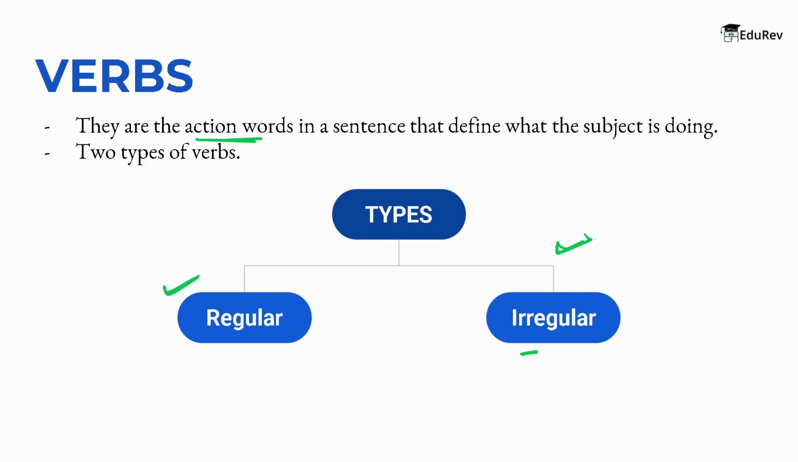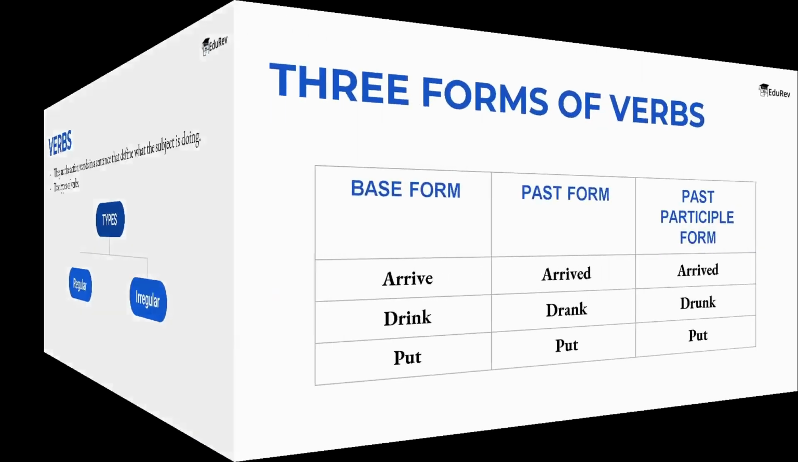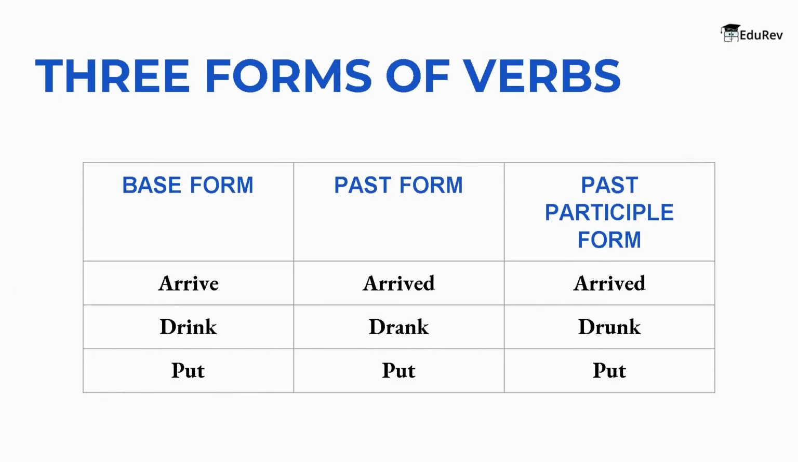or an irregular verb. The thing that is important in your curriculum, or in your understanding of tenses, is the form of your verbs, right? So you should know what the base form of your verb is, what the past form of your verb is, and what the past participle form of your verb is.